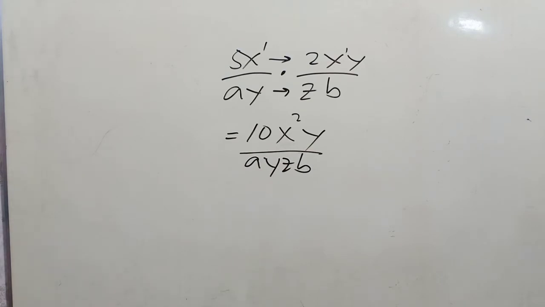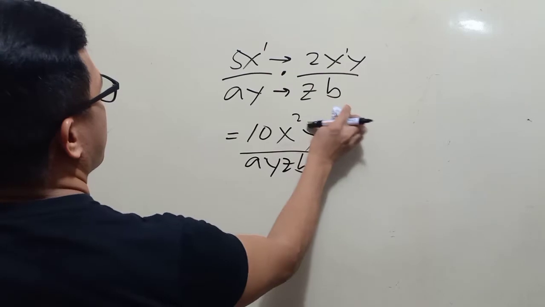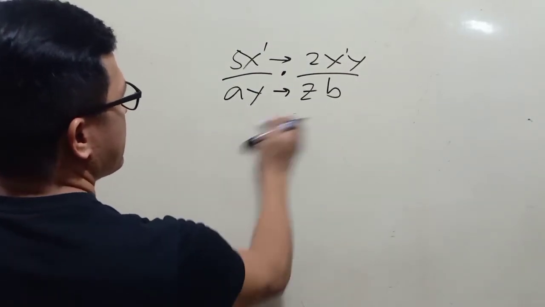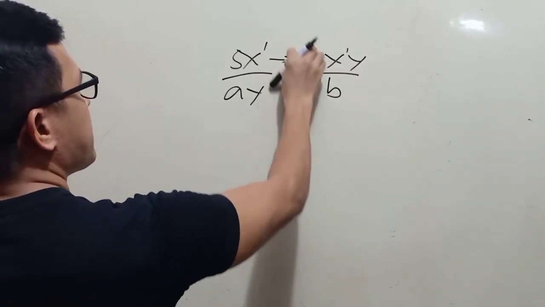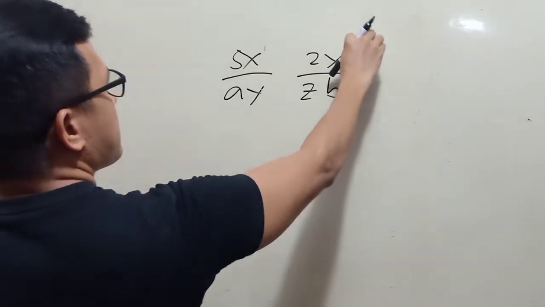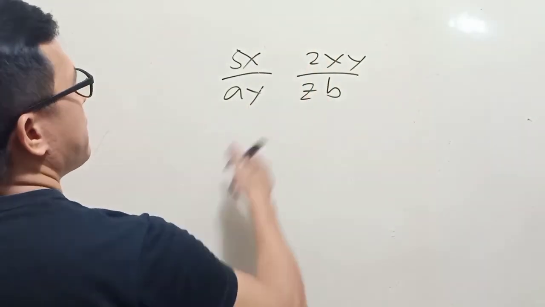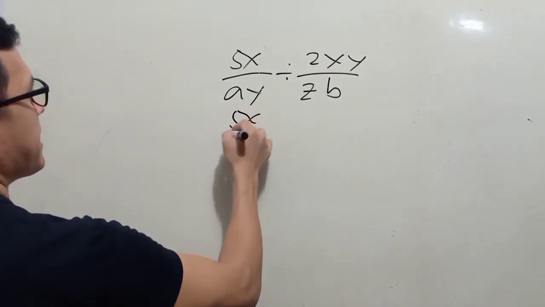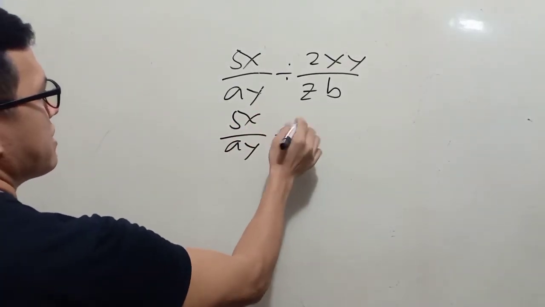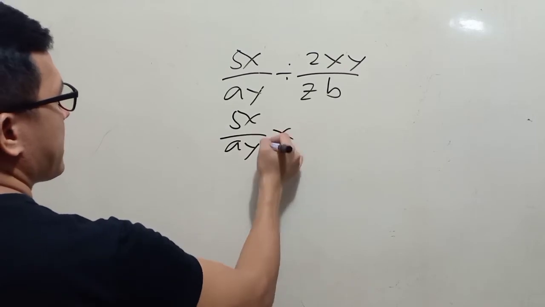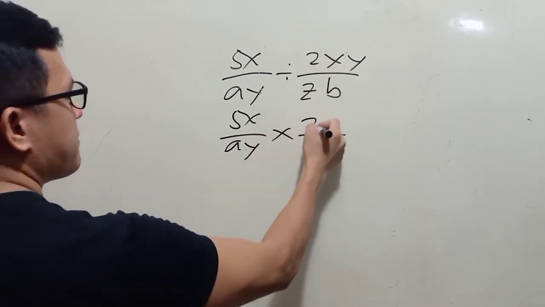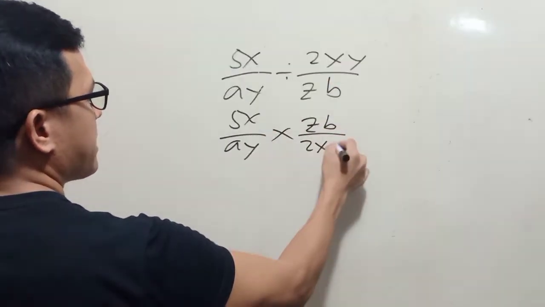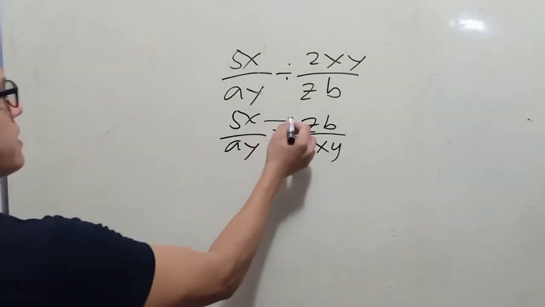Next, with division. Same rule with division. Let's have this one. Division: same rule as with basic fractions. We say 5x over ay, and then change the division sign to multiplication and take the reciprocal. We have zb over 2xy. You get it? And then now you can proceed with multiplication.